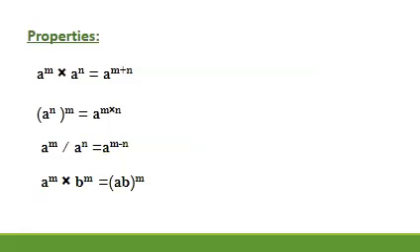A quick revision for the properties of powers. a to the power m times a to the power n, you add the powers. a to the power m, in brackets, to the power n, you multiply the powers. a to the power m over a to the power n is a to the power m minus n, you subtract the powers. And if you have the same power and different bases, you multiply the bases with the same exponent.